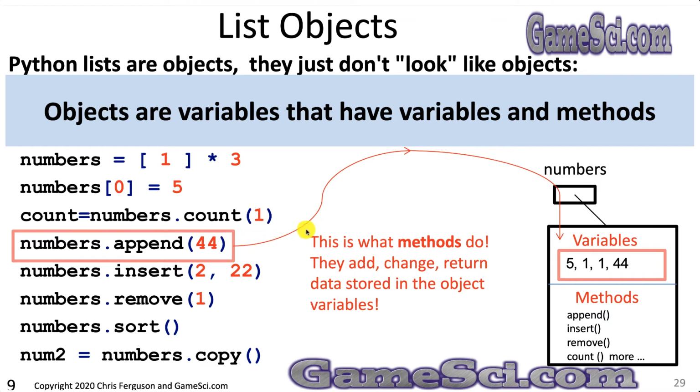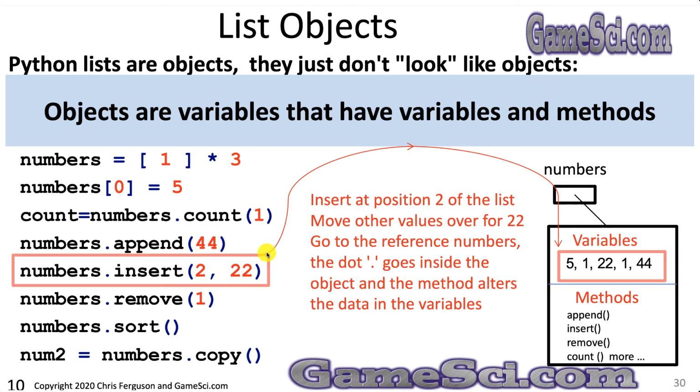Drew this arrow like this for a specific reason. I'm going to the numbers reference variable and the dot says go inside of it and execute a method inside the object. That's what methods do. They add, change, return data stored in the object variables, and the 44 gets tacked on to the end of the data that's stored in that same object.